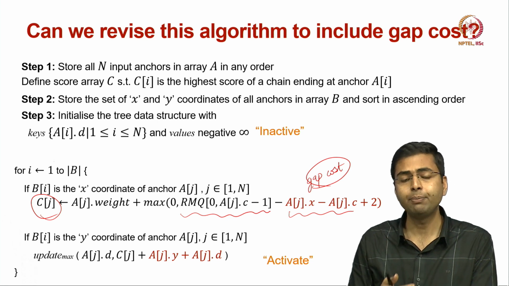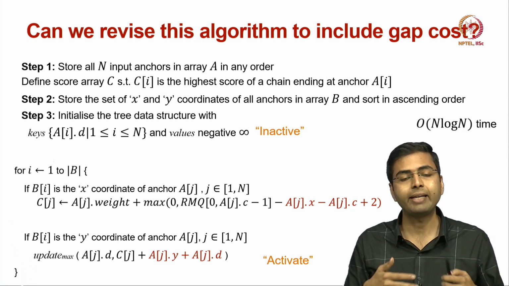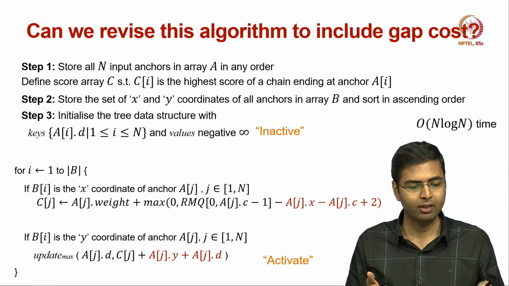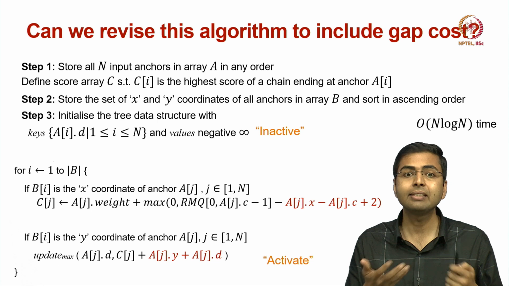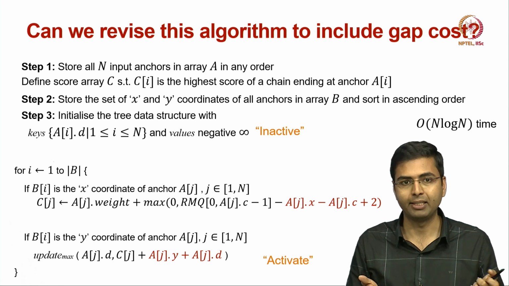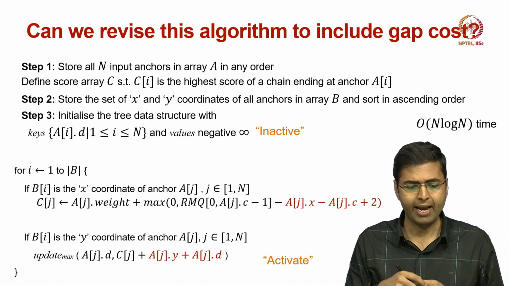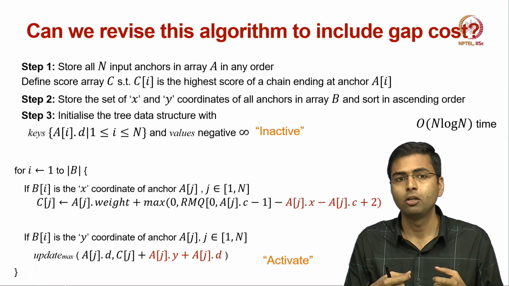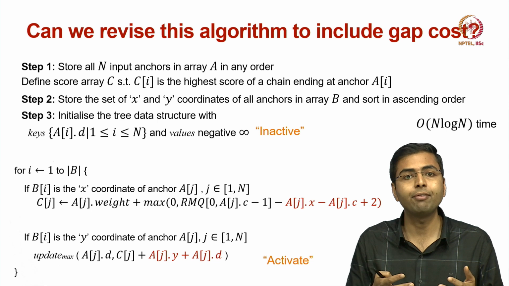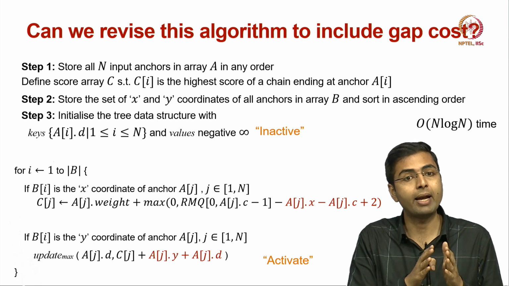So, this trick helps us to achieve again n log n time, because the time complexity remains same as before. The number of operations and the type of operations that we are doing remains same as the no gap case. So, this small trick enables us to include gap cost in the chaining definition as well. So, now the optimal chain that we are going to output will be considering gap cost between consecutive anchors as well.